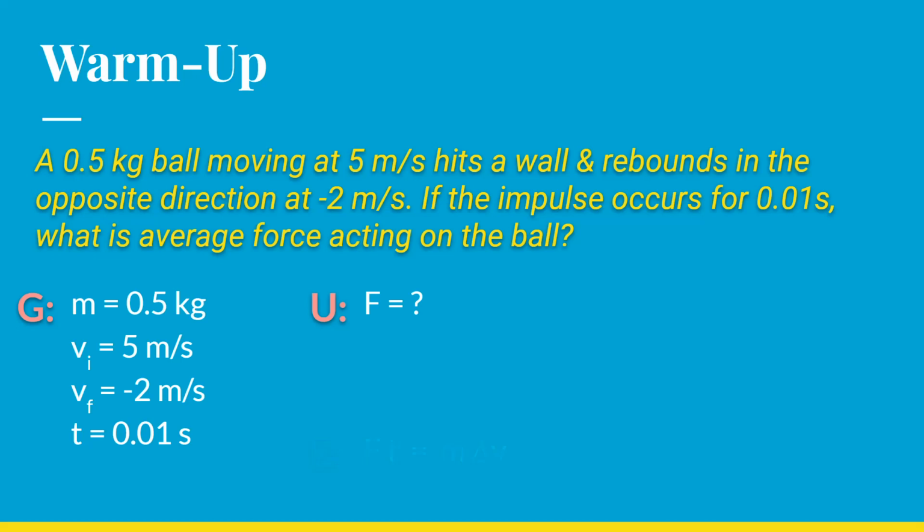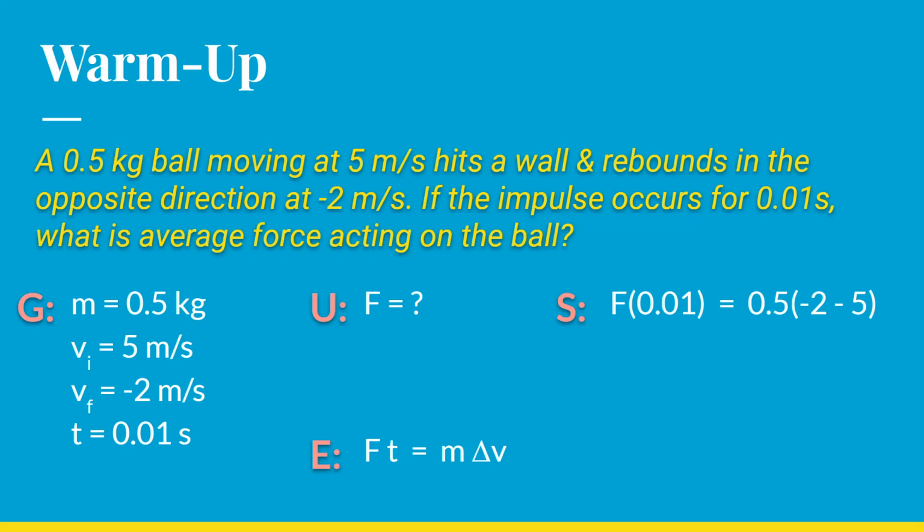So I have all of my given information, and I'm trying to solve for force. Looking at the information I have, I'm going to use this equation here: F times T equals M times delta V. That is impulse equals change in momentum. It's the equation that we talked about in our notes yesterday. Remember, delta V, change in velocity, is simply final velocity minus initial velocity.